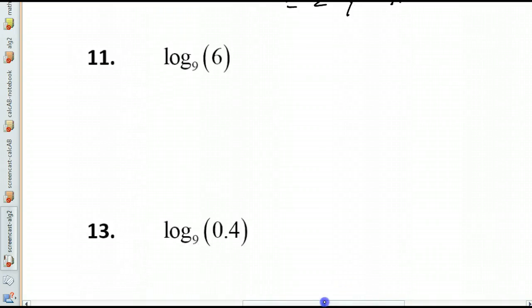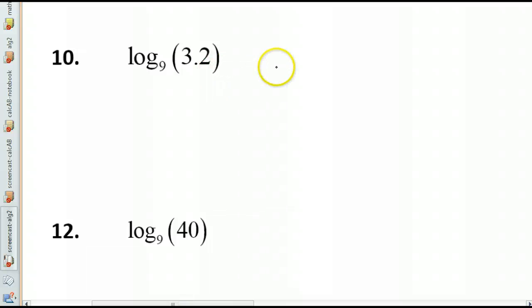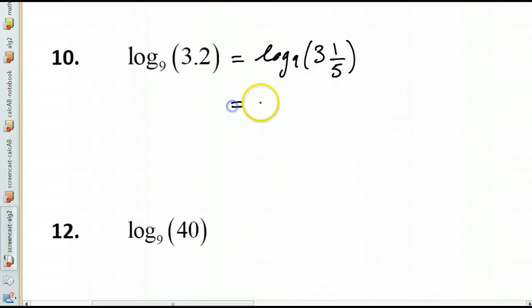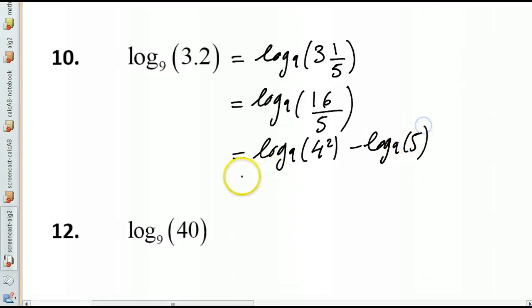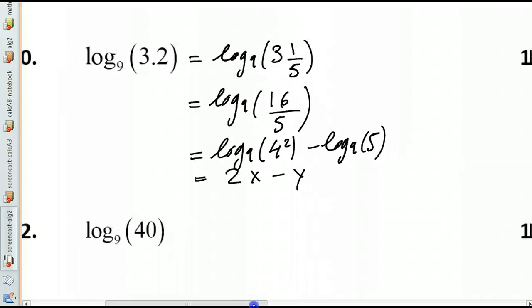Almost there, I think. 3.2. So this is log base 9 of 3 and 0.2 is 1/5, right? So it is a log base 9 of 3 times 5 plus 1, 16 over 5. Oh, come on, we just did this one. That's a log base 9 of 16, 4 squared, minus log base 9 of 5. So it is 2x minus y, right? Okay.